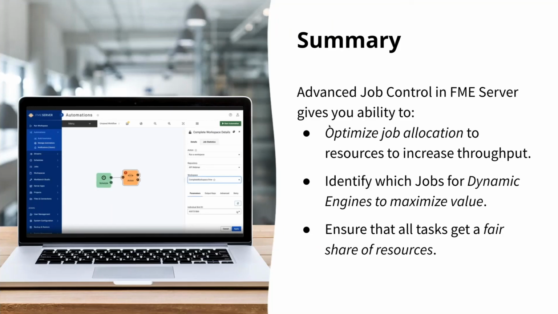So there you have it. That's what we have now for job control. Give it a try. Let us know what you like, what you don't like, what else you would like to see. This is the beginning of this whole journey of enabling organizations to maximize server by controlling how workspaces are allocated to engines based on their characteristics rather than having to do it by name or by repository. So that's what that's all about.